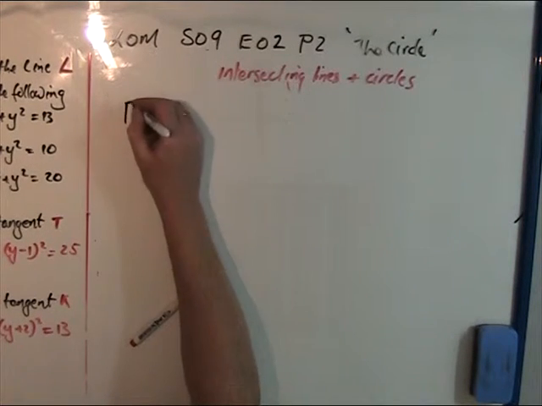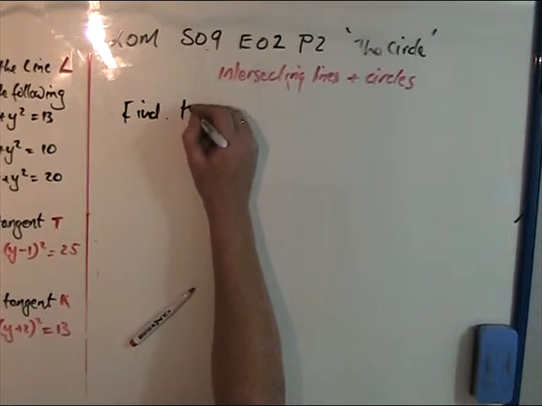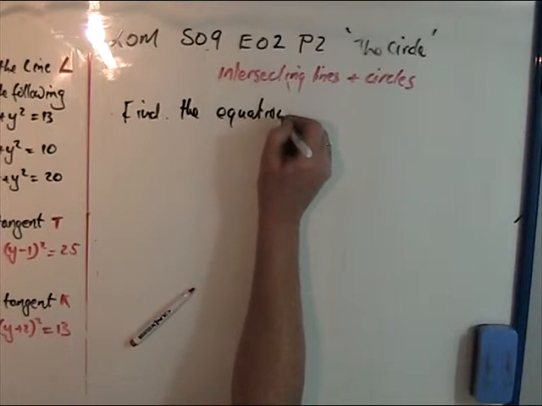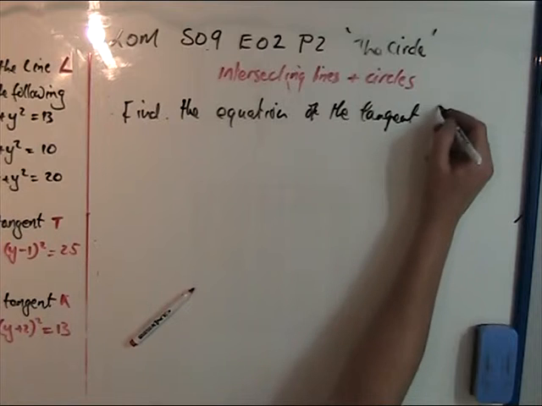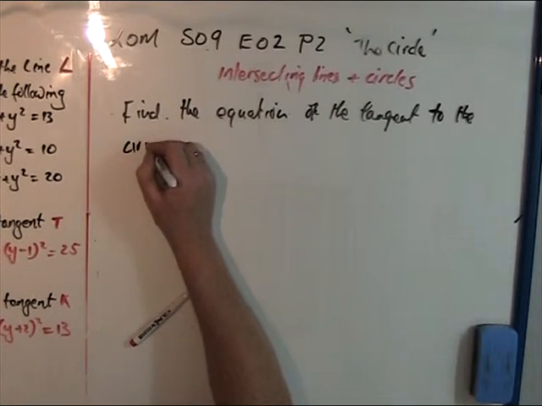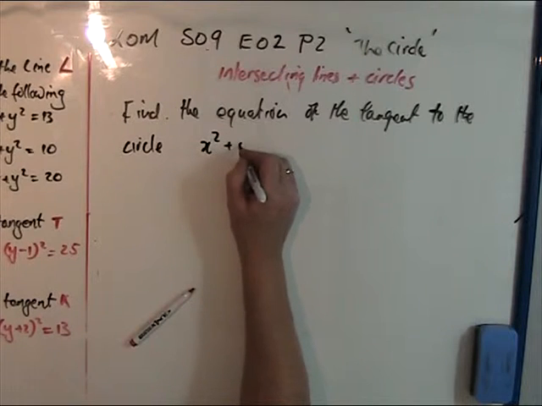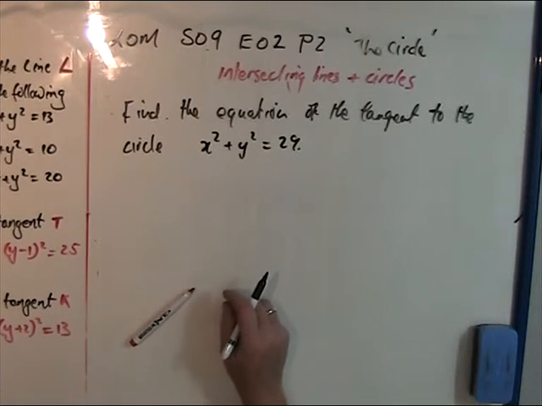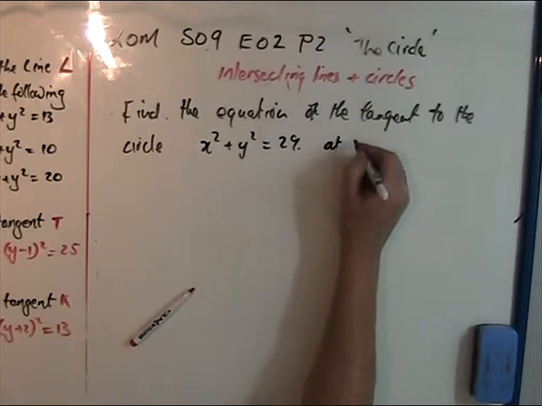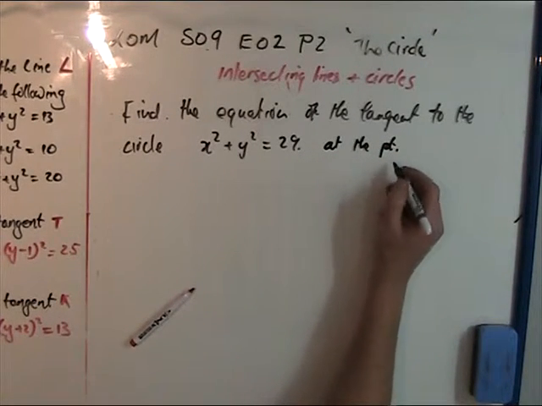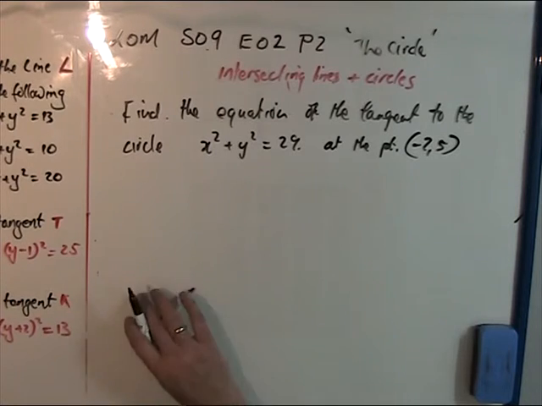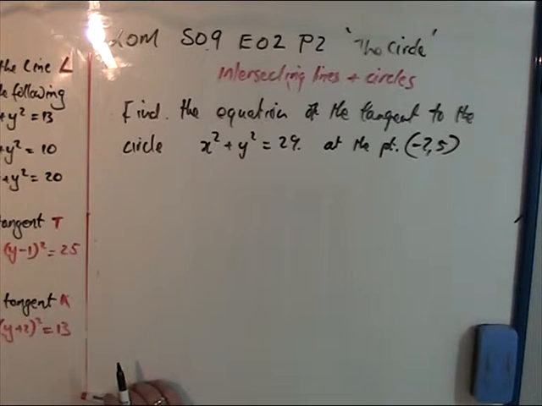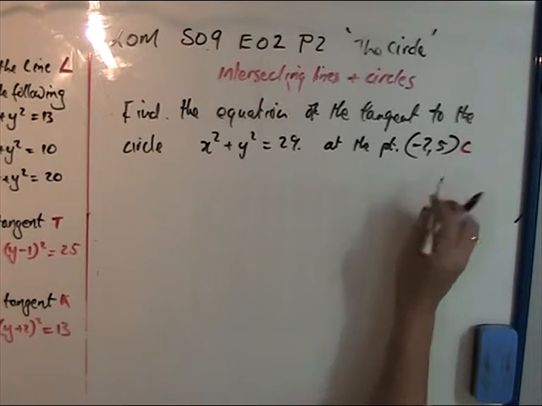Next one, sorry about that. Find the equation of the tangent to the circle x squared plus y squared is equal to 29. So find the equation at the point minus 2, 5. Now you notice that they do most of these questions related to this because the other one is quite difficult to do. So we have to find the equation of the tangent to the circle at that point, C.